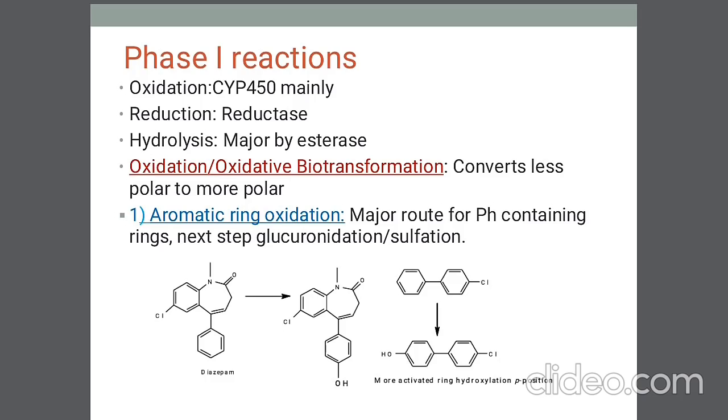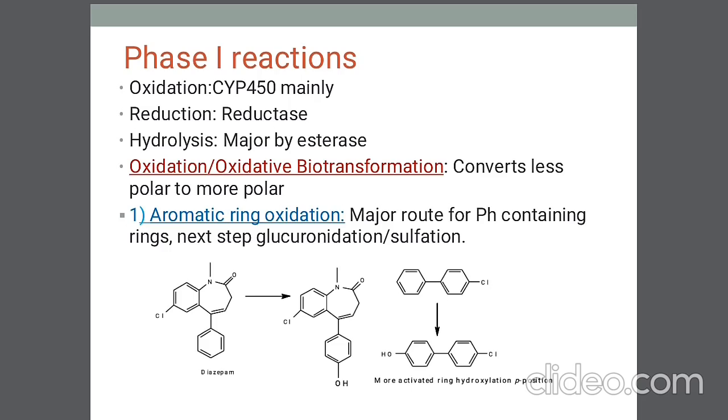So if my drug contains an aromatic ring, excluding all others, the aromatic ring will first undergo oxidation. So you have to concentrate more on the aromatic ring. You have to concentrate on the sites of metabolism instead of learning by heart the examples mentioned in this particular lecture or slide.